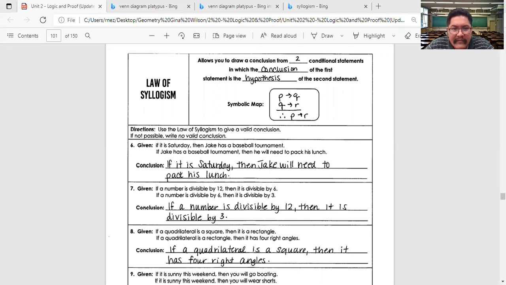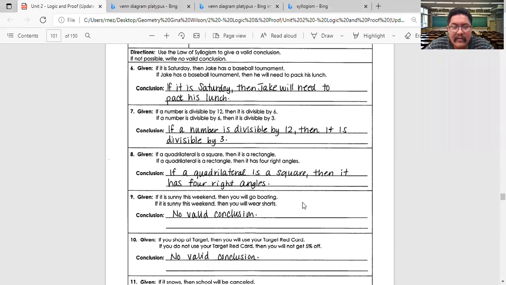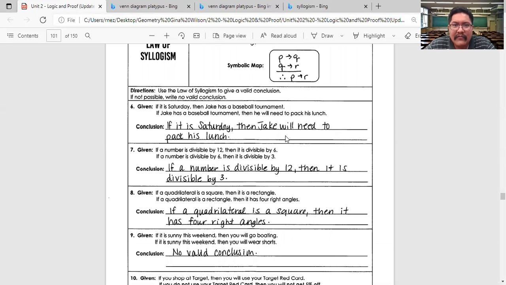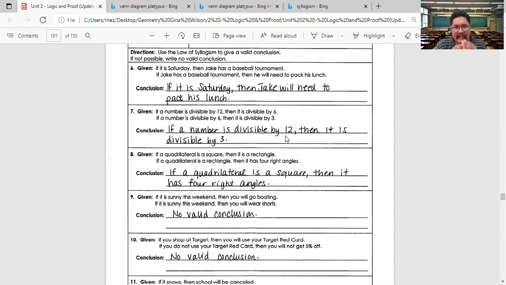All right, so hopefully that gave you some time to write these down, because I'm gonna go down and we're gonna start covering the examples. So let's see, if it is Saturday, then Jake has a baseball tournament. If Jake has a baseball tournament, then he will need to pack his lunch. Now if we look at the pattern here, Q is the second on this one here. So if the first one starts with Q, then it works out. So again, you have to follow that same path.